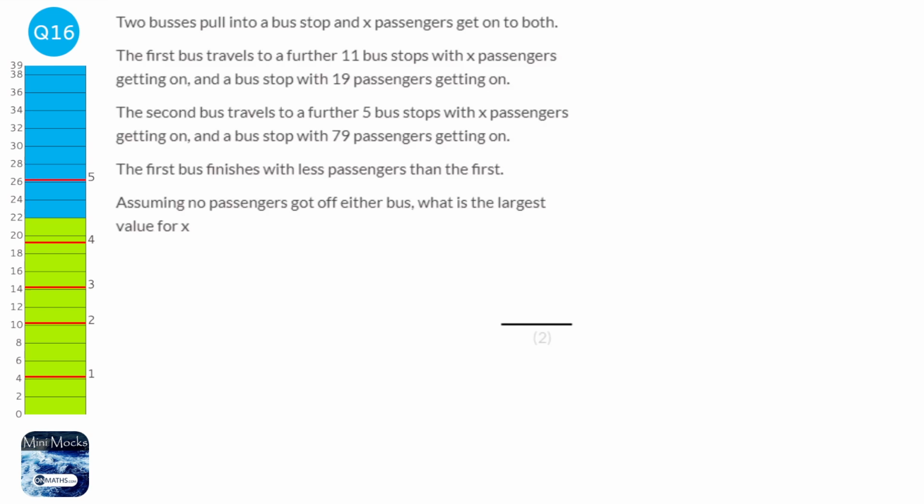So we're going to write an expression for the amount of people on the first bus. So they've started with X passengers and they've gone to 11 bus stops with X passengers. So altogether that is 12X. So we're going to have the first bus, and so we've got 12X, and then on the last bus stop 19 passengers get on, so plus 19.